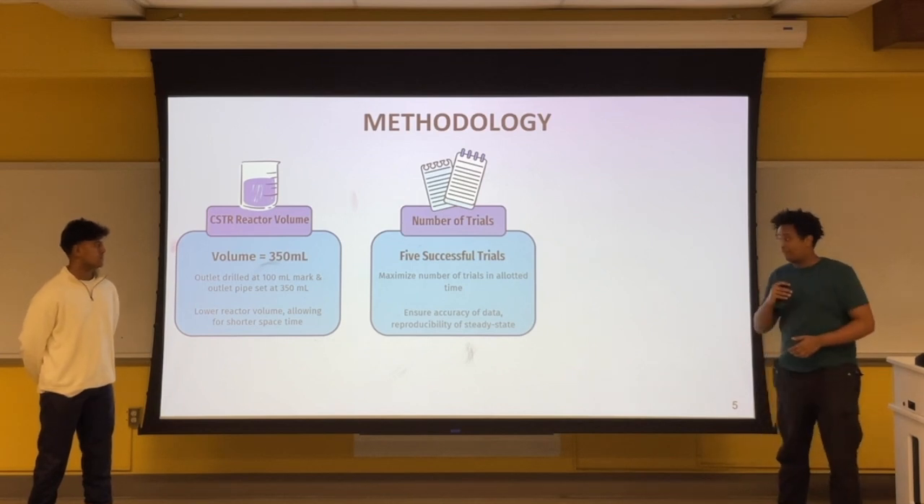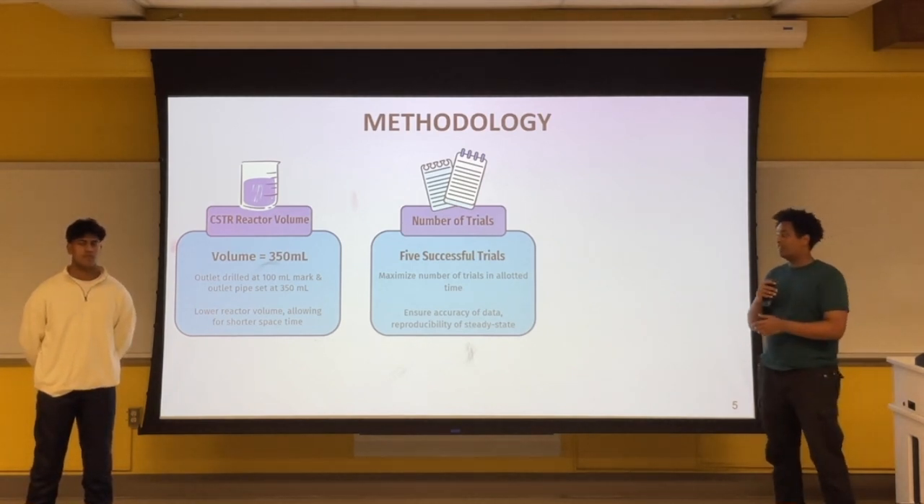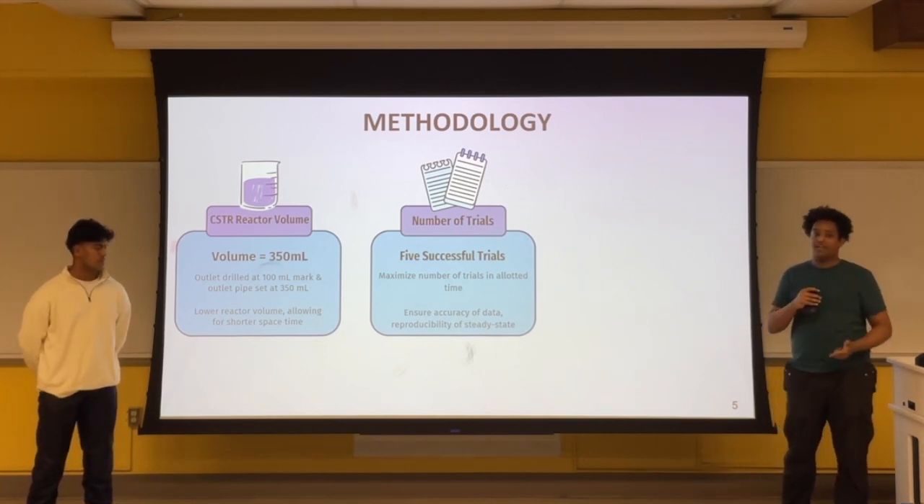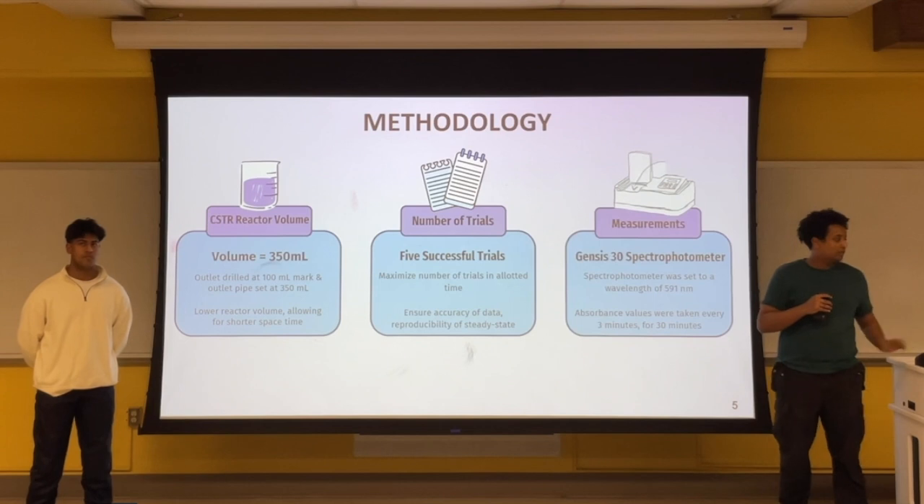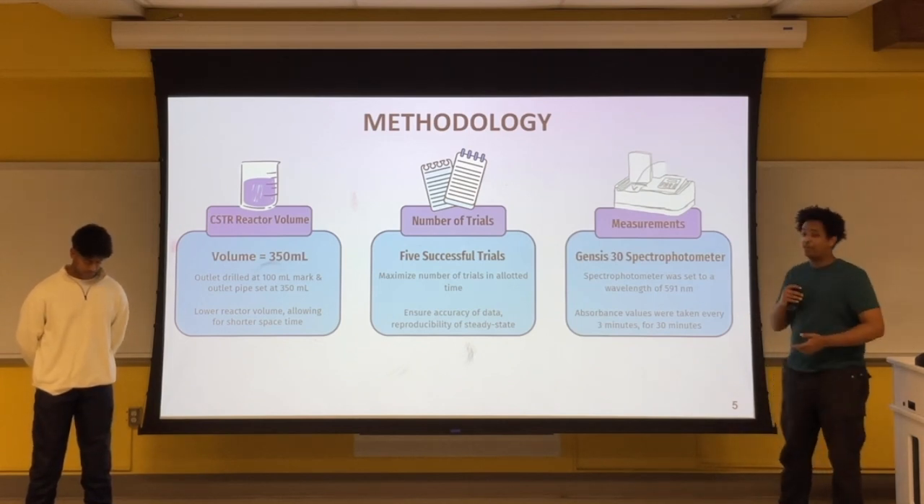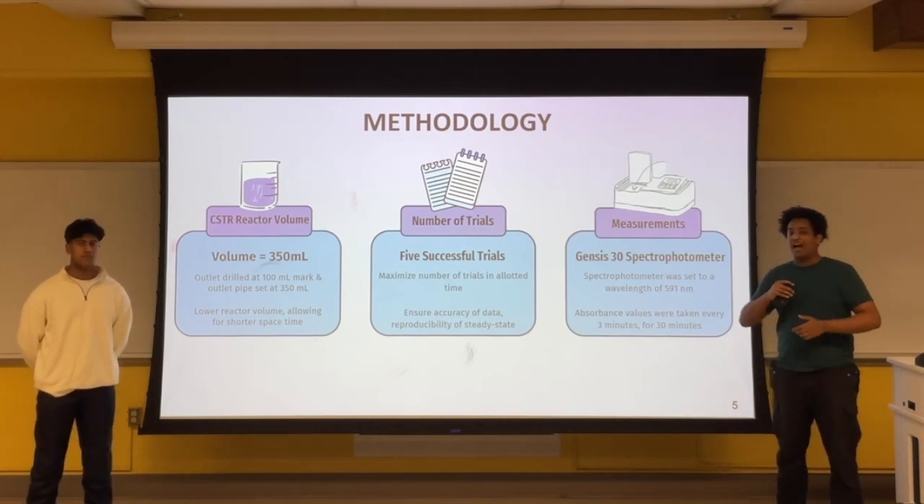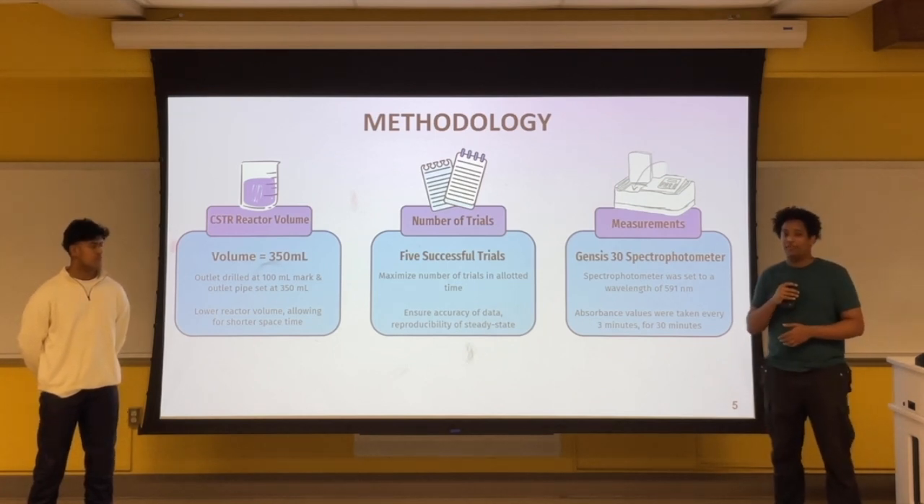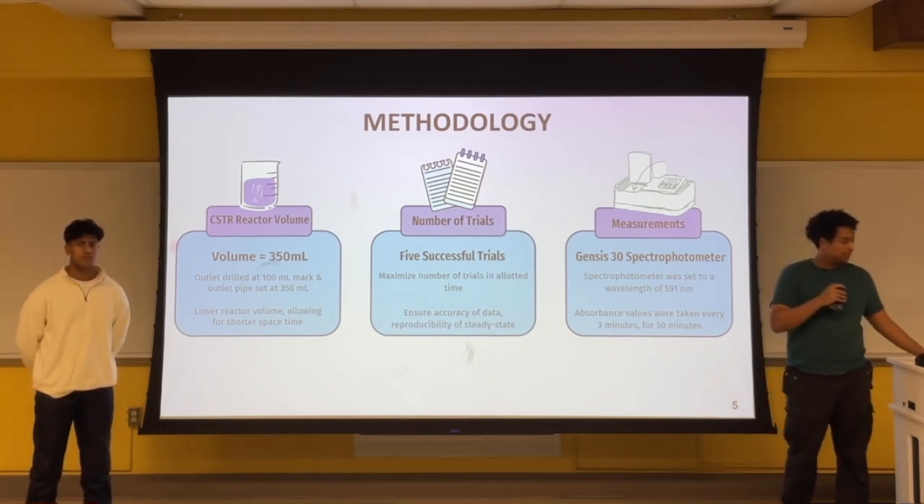Next, we chose to have 5 successful trials because we wanted to maximize the number of trials in the allotted time to ensure the accuracy of data and the reproducibility of steady state. As for measurements, the Genesis 30 spectrophotometer was used at a wavelength set to 591, and absorbance values were taken every 3 minutes for 30 minutes.